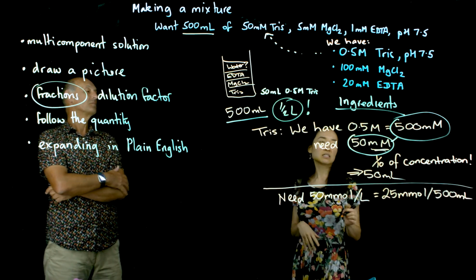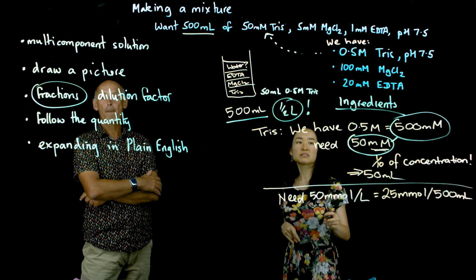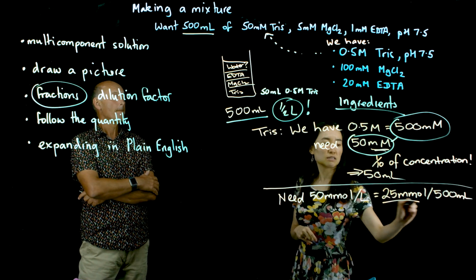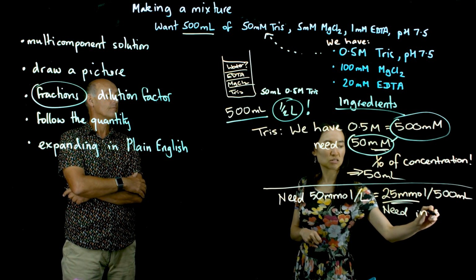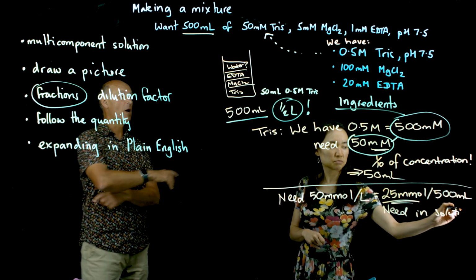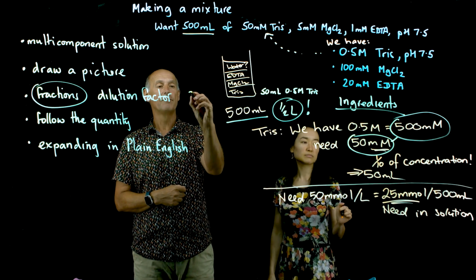So we need 25 millimoles of Tris in there. That's what we need in our solution. Somehow we've got to get 25 millimoles of Tris into here.